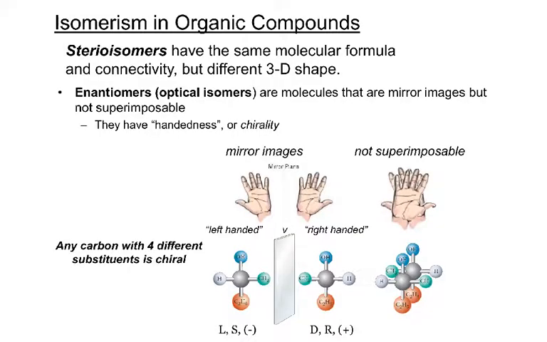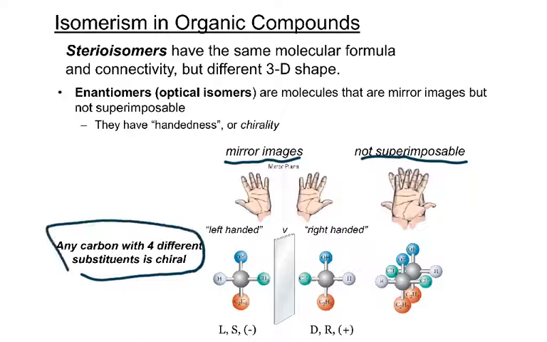Enantiomers are mirror images of each other that are not superimposable. A molecule can have an enantiomer only if it has a carbon that has 4 different things bonded to it. Then that means it will have handedness. It will have a mirror image that's not superimposable.